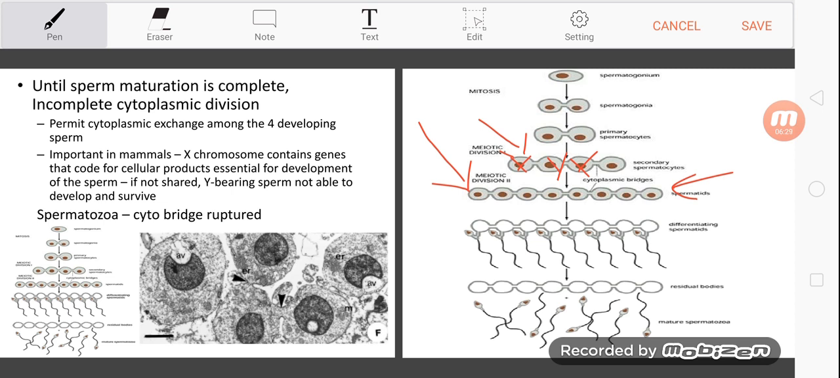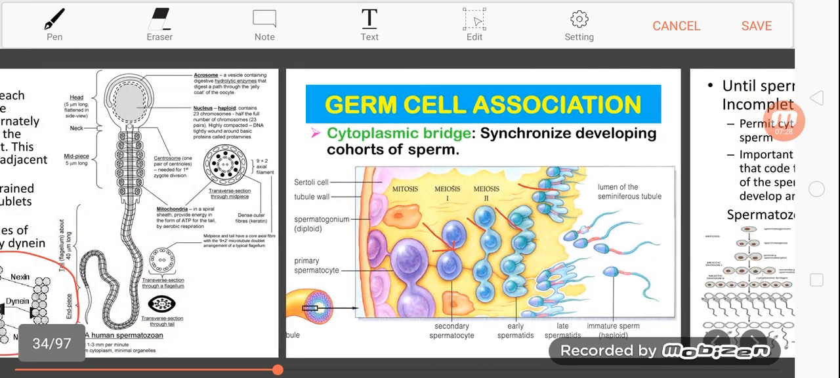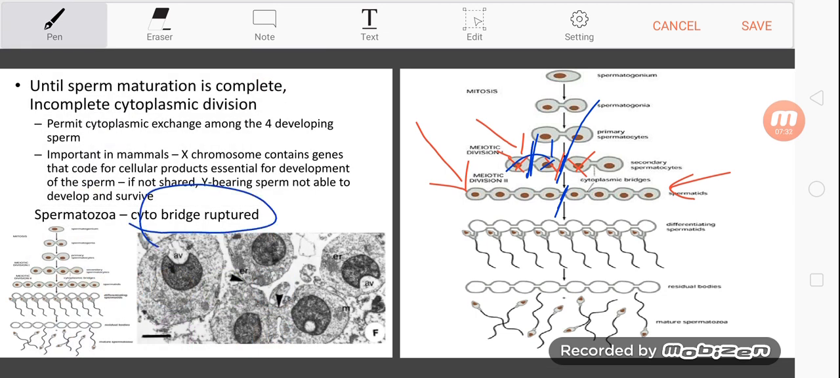Let's say if the cytoplasmic bridge ruptures during this process, okay, between here, rupture here. The spermatid that has the Y chromosome, the Y-bearing sperm, will not be able to develop and survive, because the bridge ruptured here, so the X cannot distribute the essential product for development to the Y chromosome. Okay, so that is one of the important significances of having a cytoplasmic bridge. Alright. Okay, by the end of spermiogenesis, when the spermatozoa form, the cytoplasmic bridge will rupture.